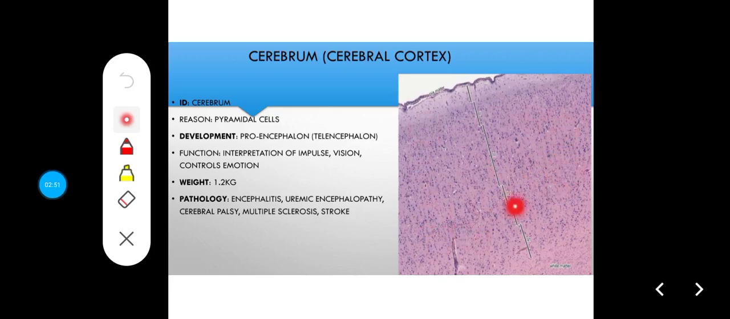While if you go deeper, you'll notice that there's a deficiency of the cell nuclei, because you can't really see black dots inside here. So this tells you that this is the white matter, and the white matter mainly contains the axons of the neurons. So that's the white matter.